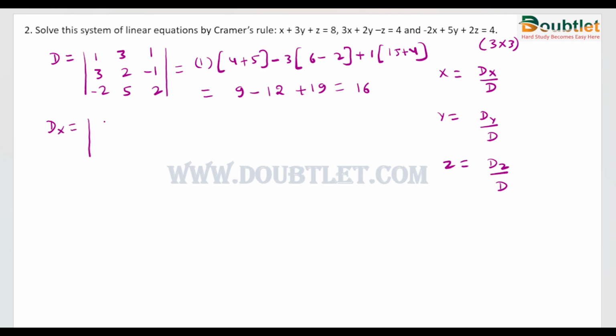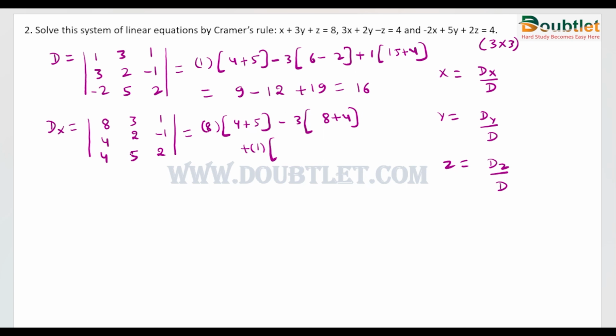So the constant terms we can write as 8, 4 and 4, and the rest will remain the same: 3, 2, 5. This will become 1, minus 1 and 2. And if we solve the determinant of this matrix, we will get 8 multiplied by (4 plus 5), minus 3 multiplied by (8 plus 4), plus 1 multiplied by (20 minus 8).